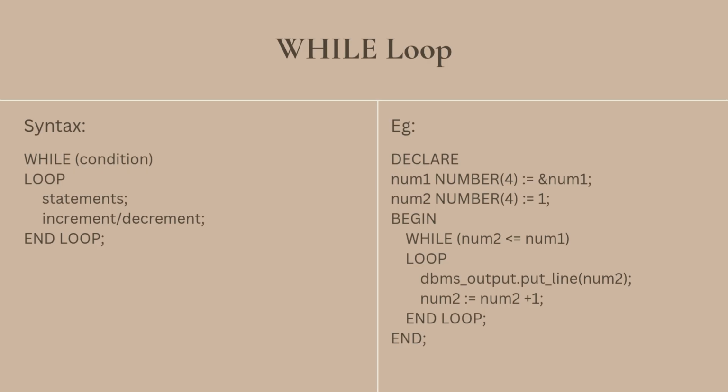In the example, two variables are declared, num1 and num2. The value of num1 will be taken from the user and num2 is set to 1. The loop executes until num2 becomes equal to num1. Here the increment-decrement statement needs to be explicitly mentioned. So in the example, num2 is incremented by 1 inside the loop.